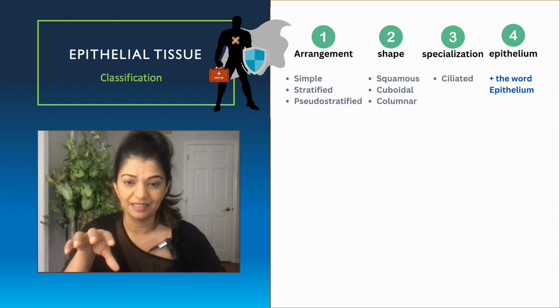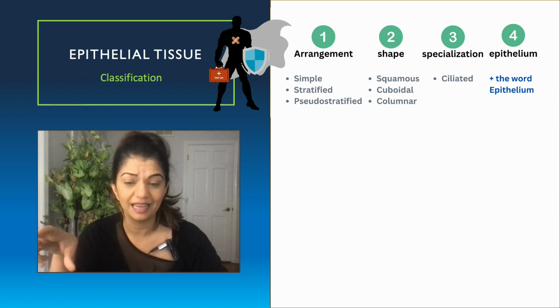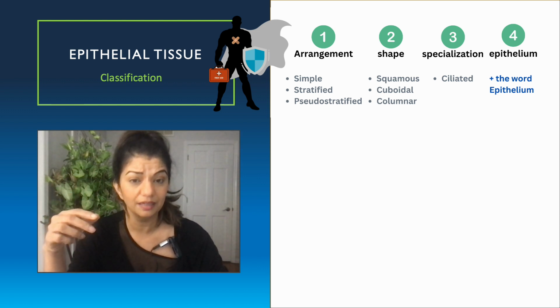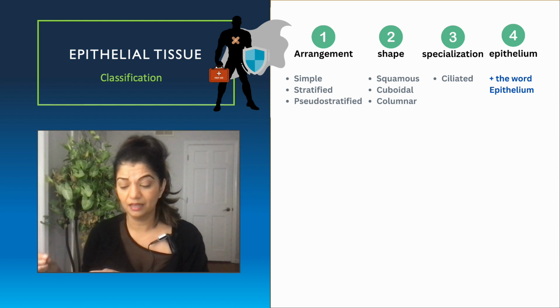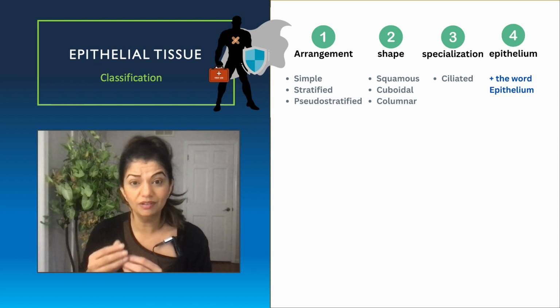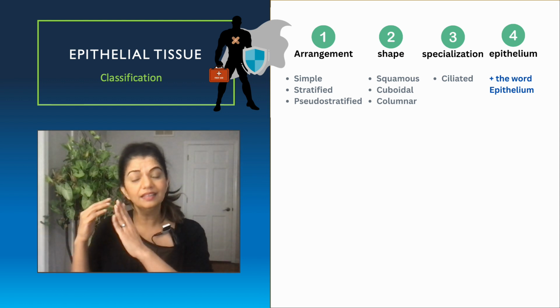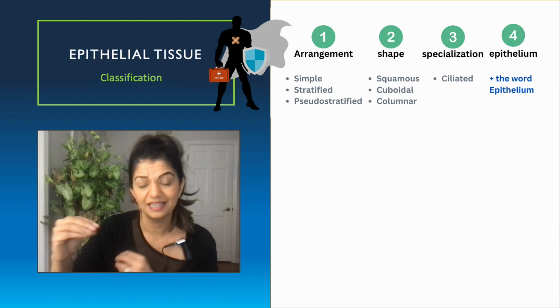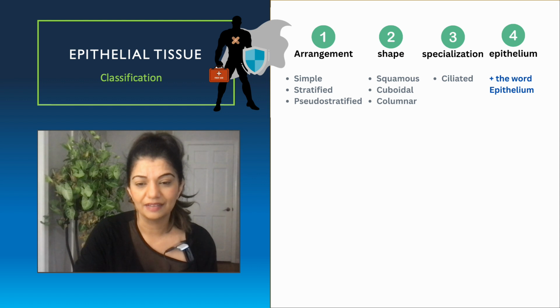The first part of the name is always going to be the arrangement. So it's either simple, stratified, or pseudo-stratified. The second part of the name is going to be the shape of the cell. Is it squamous? Is it cuboidal or columnar? The third part of the name is going to be something regarding a specialization or lack of a specialization. If there's no specialization, it's going to be blank. Then the last part is that you're going to add the word epithelium to it. And that's how you name epithelial cells. Let's give it a go.